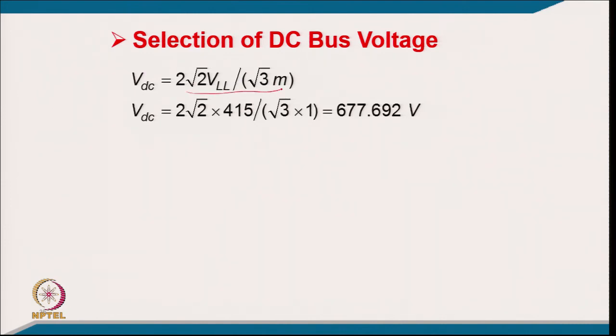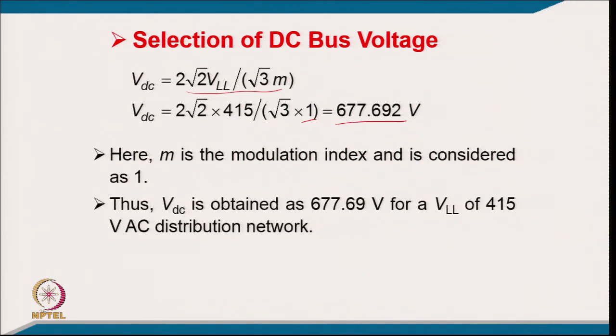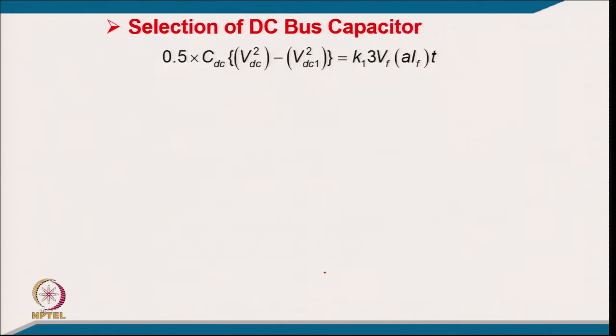So, you can do the DC link voltage calculation. This is the standard formula for a 3-phase voltage source inverter or converter, 2 root 2 VL divided by root 3 M, and if you put M equal to 1, it comes to 677.692. Here M is taken as a modulation index of 1, and thus VDC is 677 for a 415 volt distribution system, and it is selected as 700 volt.